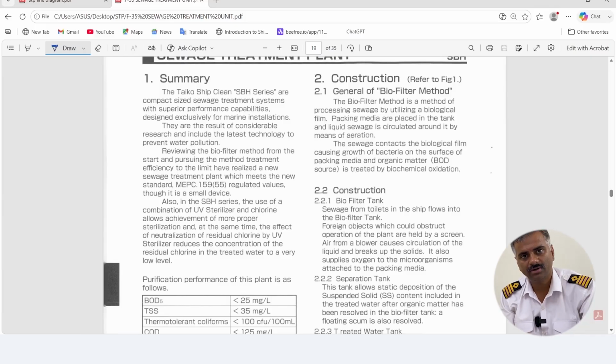Generally, whenever we talk about performance standard, we check the chlorine levels and the pH levels on board. Generally these two tests we do, and we check the effluent condition visually, right?